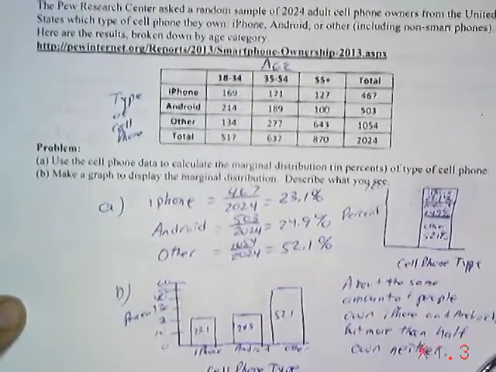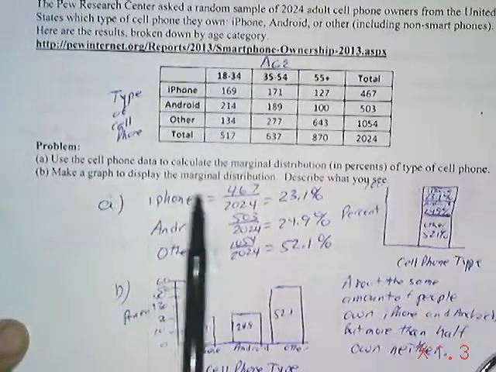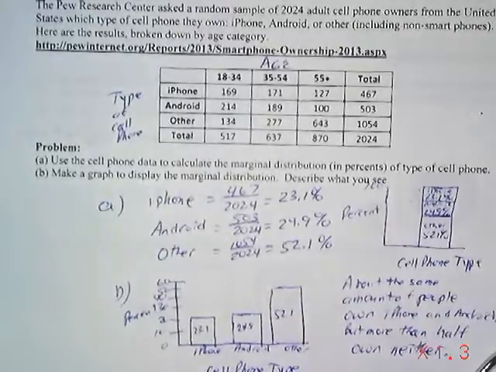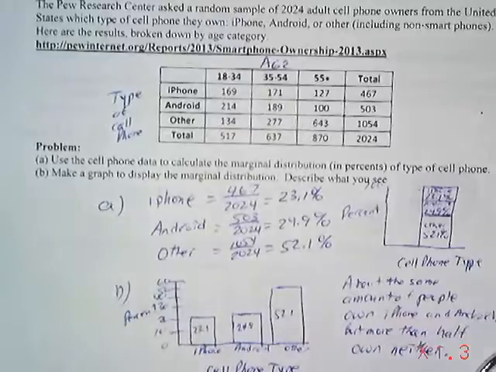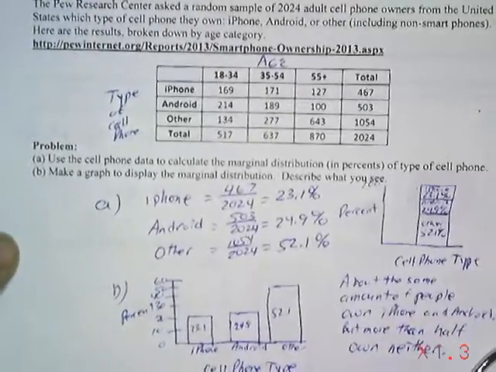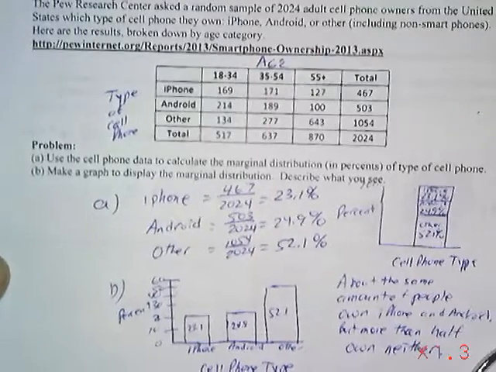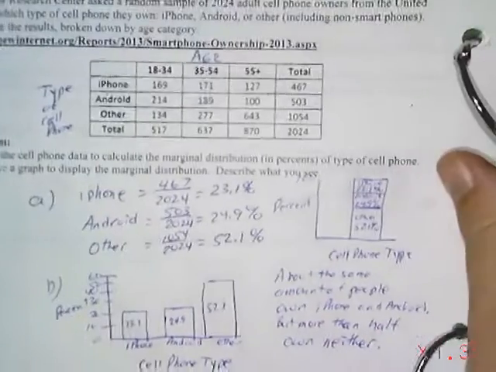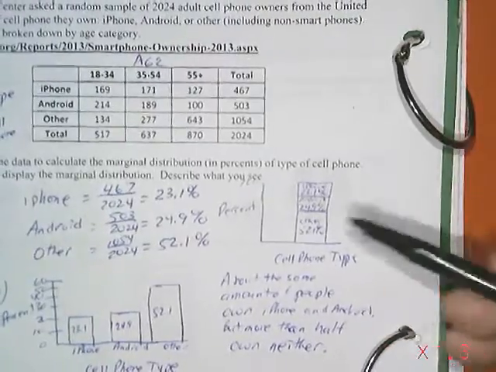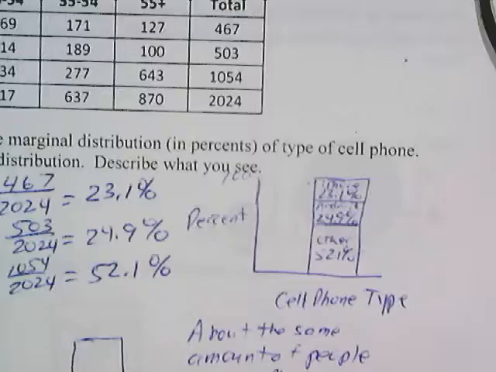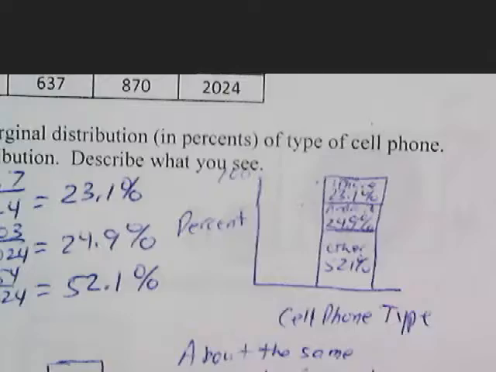Now, to describe what you see, we want to tell what's the same, what's different, and what interesting things are happening in our data. It looks like about the same number of people own iPhone and Android, but more than half own neither one, which is rather interesting. So that's what we say: about the same number of people own iPhone and Android, but more than half own neither. And that's a marginal distribution.